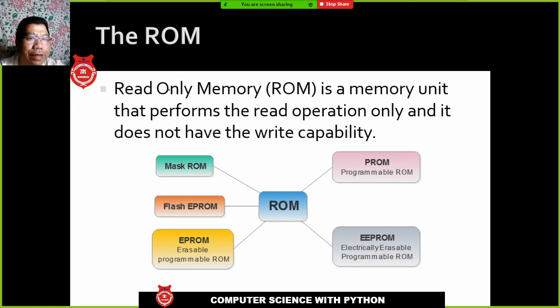The next thing is read-only memory. Once data or some program is written into the memory, it cannot be erased again. It is used for reading purposes only. Therefore, it is known as read-only memory. This ROM can be classified into different types: mask ROM, flash ROM, PROM, EPROM, and EEPROM. We are going to study them in a little more detail.